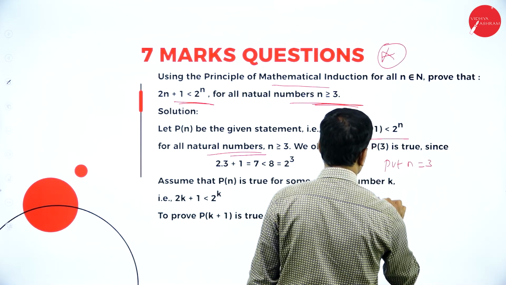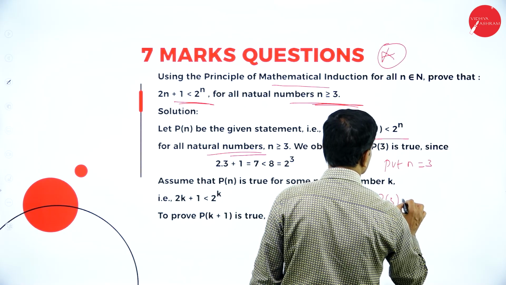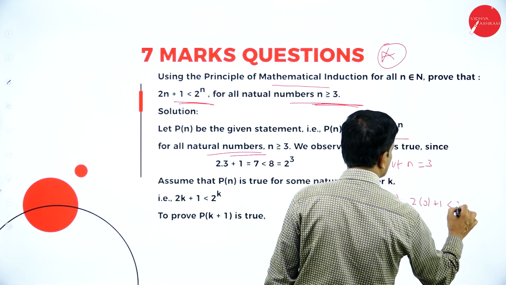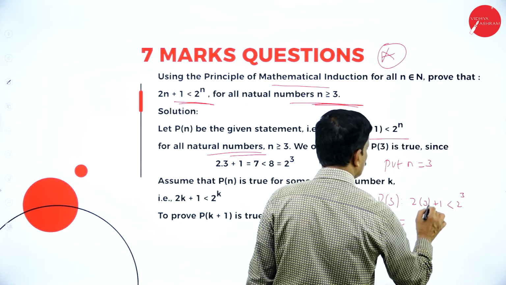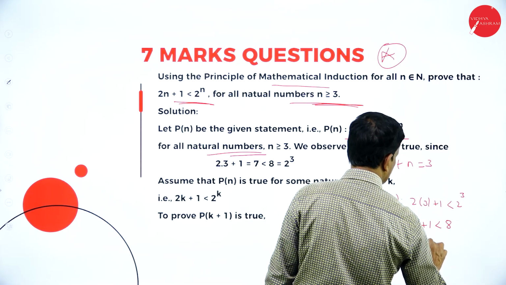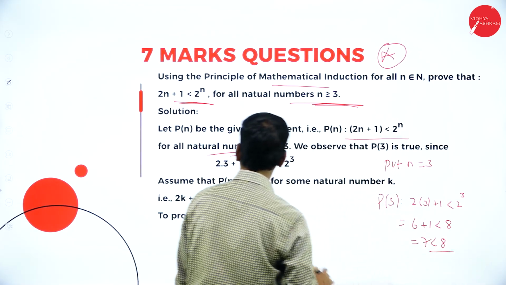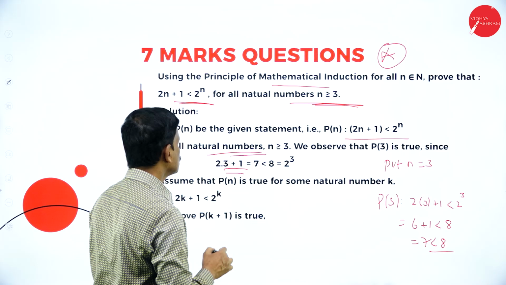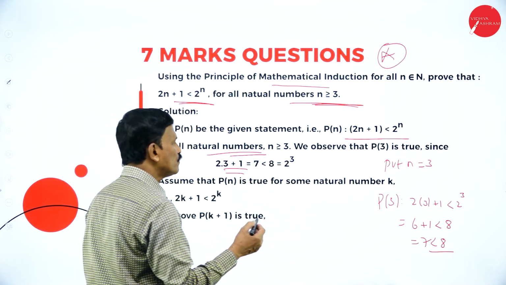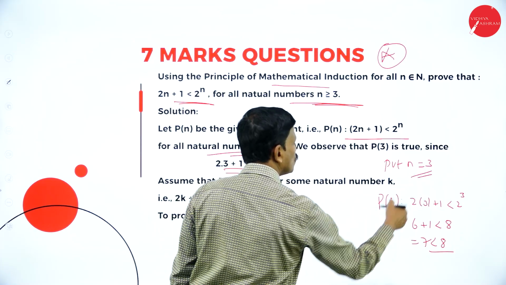P of 3 becomes 2 into 3 plus 1 is less than 2 cube. So 2 into 3 is 6 plus 1, that is 7, is less than 8, that is 2 cube. That means P of n is true for n is equal to 3.